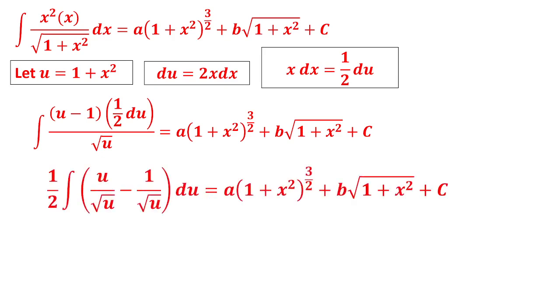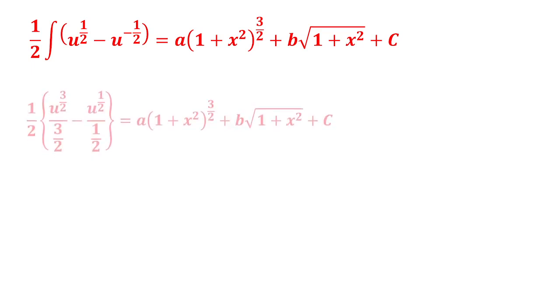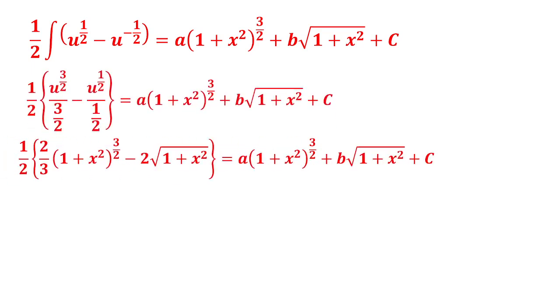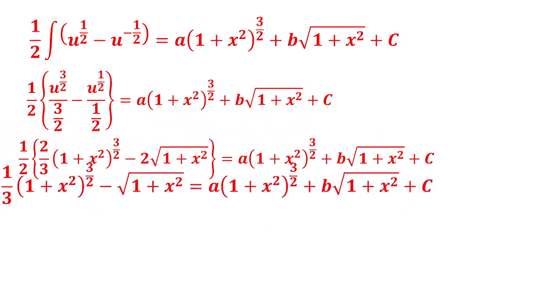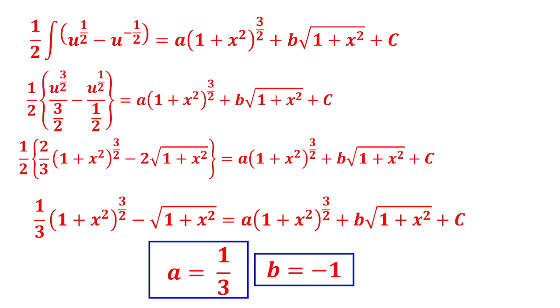Now you can split it into 2: u by root u and 1 by root u, that is, u power 1 by 2 minus u power minus 1 by 2. I have done the integration. This is the final integration now: half into 2 by 3 into (1 plus x square) whole power 3 by 2 minus 2 into root 1 plus x square. I have done the resubstitution also. This is the final term after multiplying throughout by 1 by 2. Now you simply equate: what is A, 1 by 3, and what is B, it is minus 1.